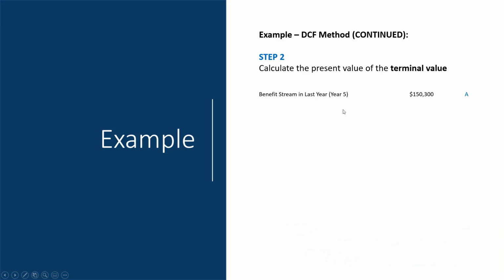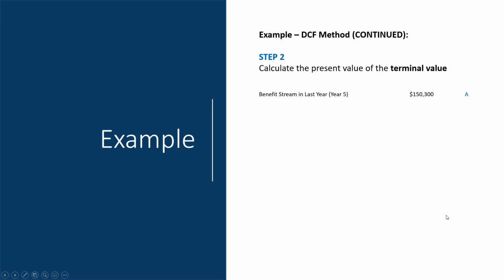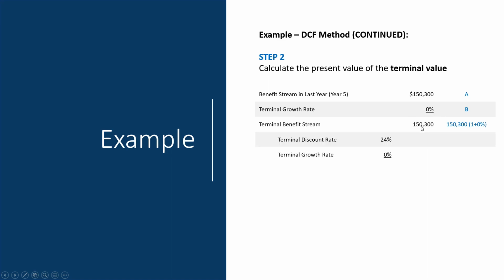You look at the benefit stream in the last year. So if you go back to year 5, you see that there was $150,300 that was projected. And you had a terminal growth rate of 0% in this example. So in this example, the terminal benefit stream is $150,300 because there's zero growth. But if there was a 3% growth, this would basically grow by 3%. So it would be something slightly higher than $150,000.